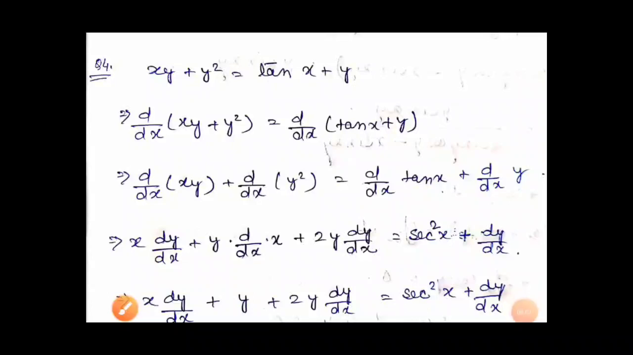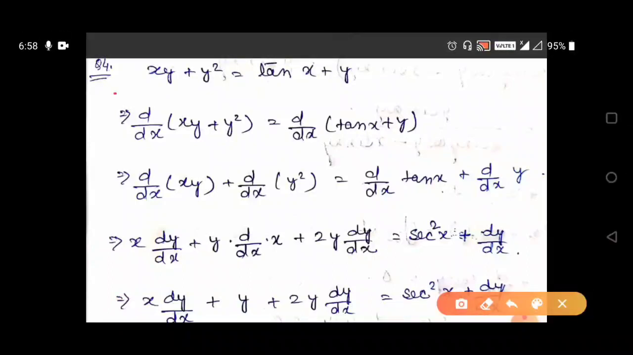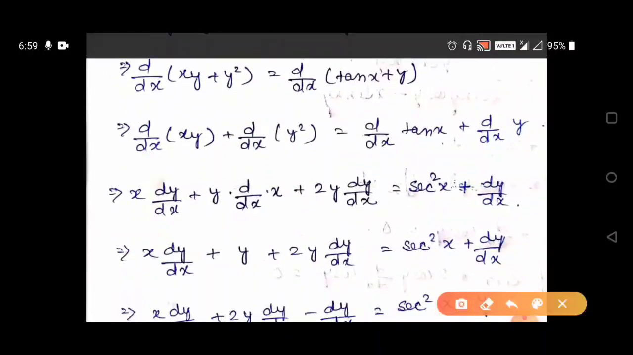Question number 4, the equation given is xy plus y square is equal to 10x plus y. Here also we have to differentiate both the sides with respect to x. So for that we have to write d dx of xy plus y square and d dx of 10x plus y. Now to differentiate d dx of xy, we can use the formula of uv. Whenever x is constant, dy by dx. Whenever y is constant, d dx of x. So d dx of x will become 1.